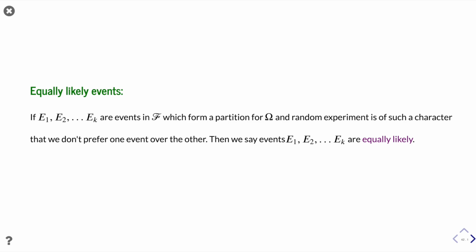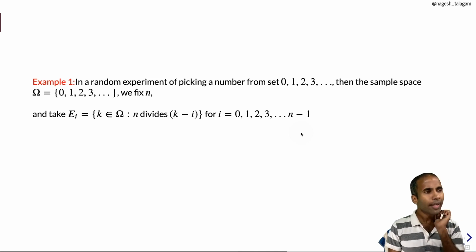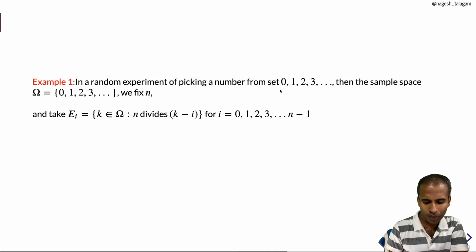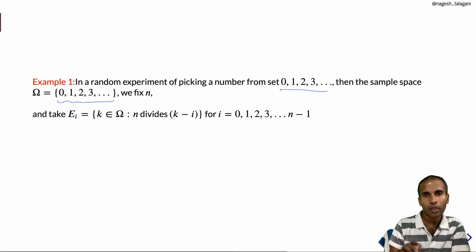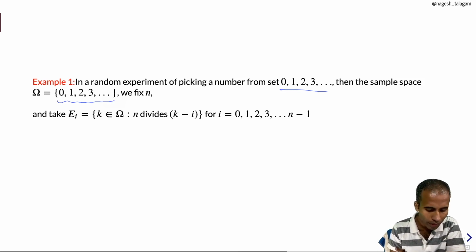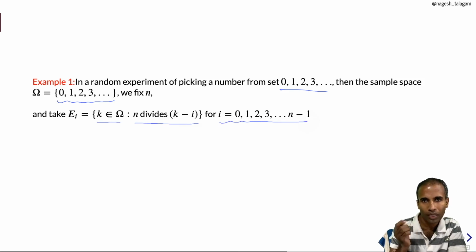Let me give some examples. In a random experiment of picking a number from the whole number set 0, 1, 2, and so on, the sample space will be again 0, 1, 2, 3, and so on. Let's fix n. Let me make n events here like this: event Ei consisting of all numbers k for which n divides k minus i, for i equal to 0, 1, 2, and so on, n minus 1. That means E0, E1, E2, and so on, En minus 1.